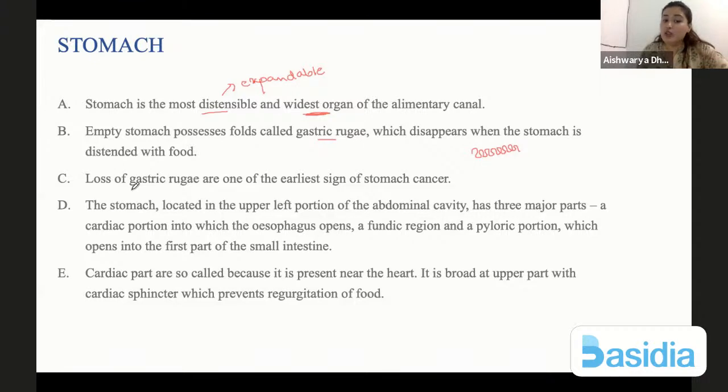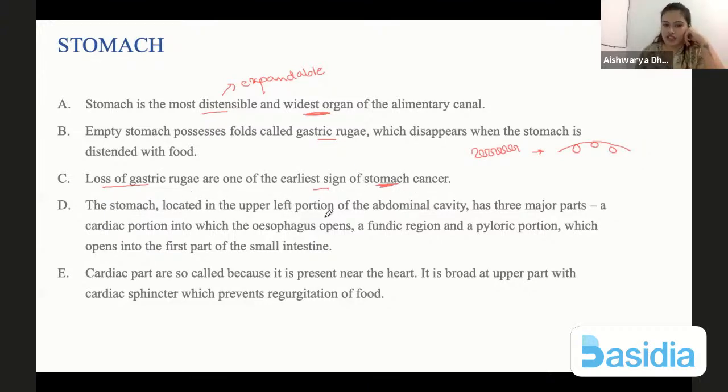Now, if there is loss of gastric rugae, that means this is always extended out like this. That means there is some kind of tumorous growth inside the stomach, because of which the rugae is not coming back to its original position, and hence this can be one of the earliest signs of stomach cancer. Okay, so just remember, if there is loss of rugae, that means there are chances of stomach cancer.